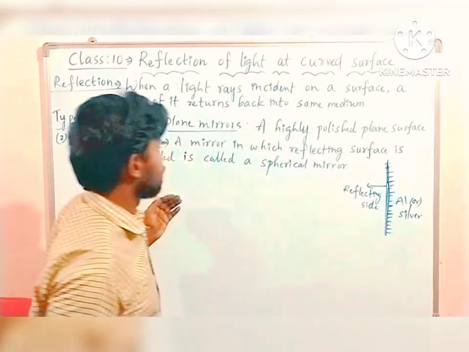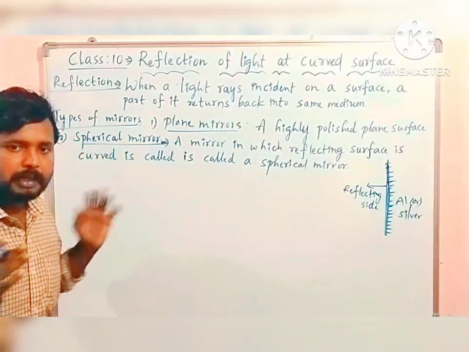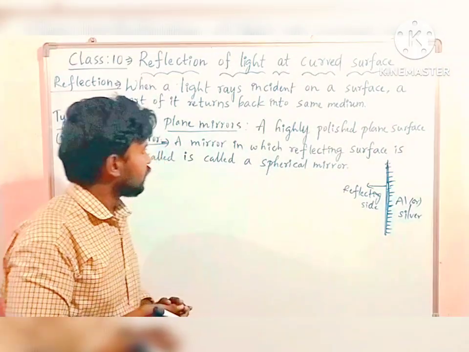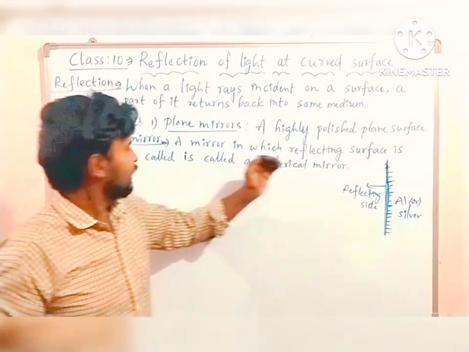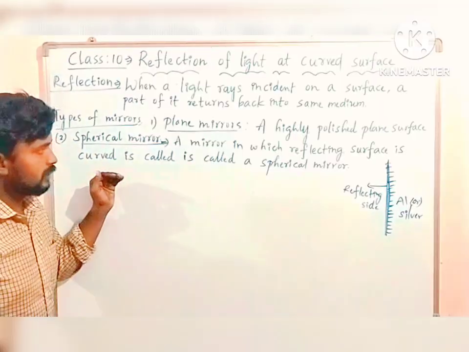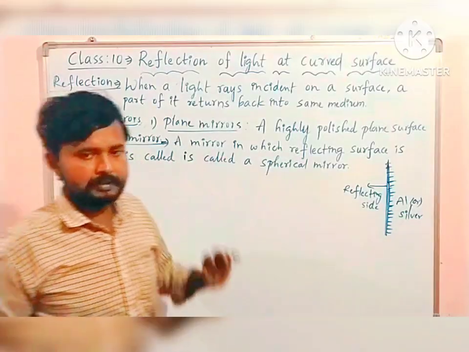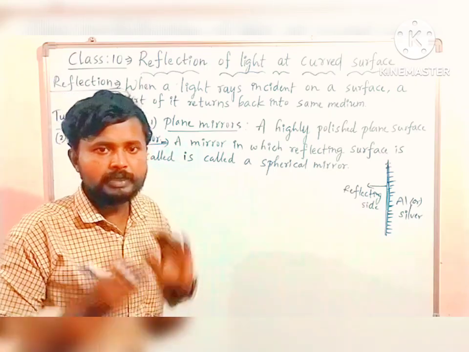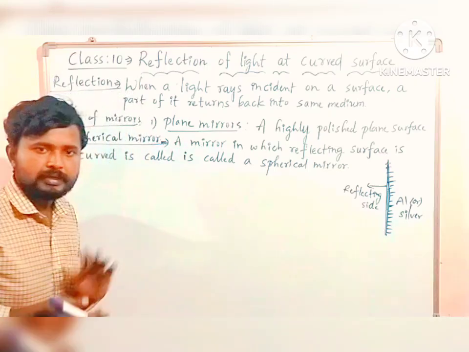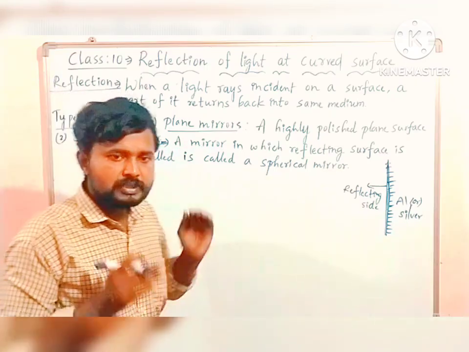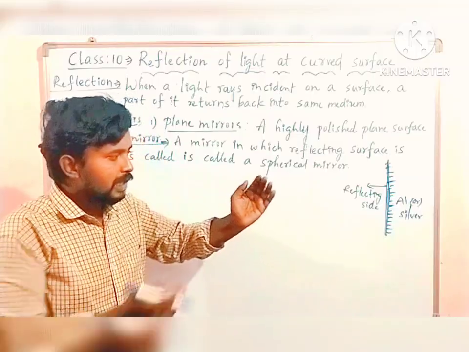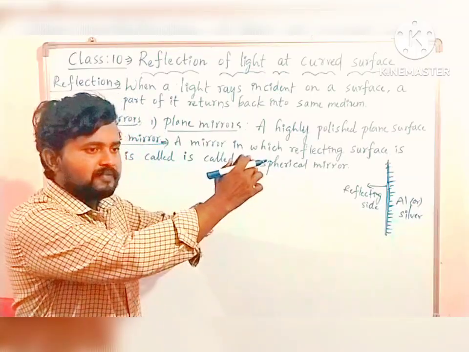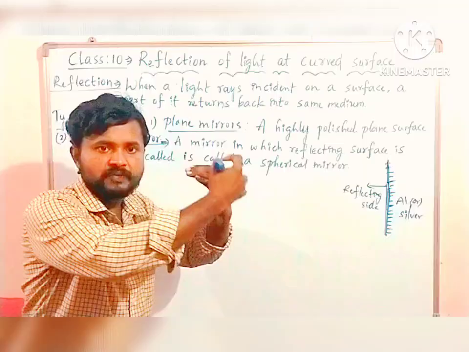The next type of mirror is a spherical mirror. What does spherical mirror mean? A mirror in which the reflecting surface is curved is called a spherical mirror. What does it mean that the reflecting surface is curved inside? Did you see the spoon? When you look at the spoon, there is an inside. This is the inner surface. This is the outer surface.